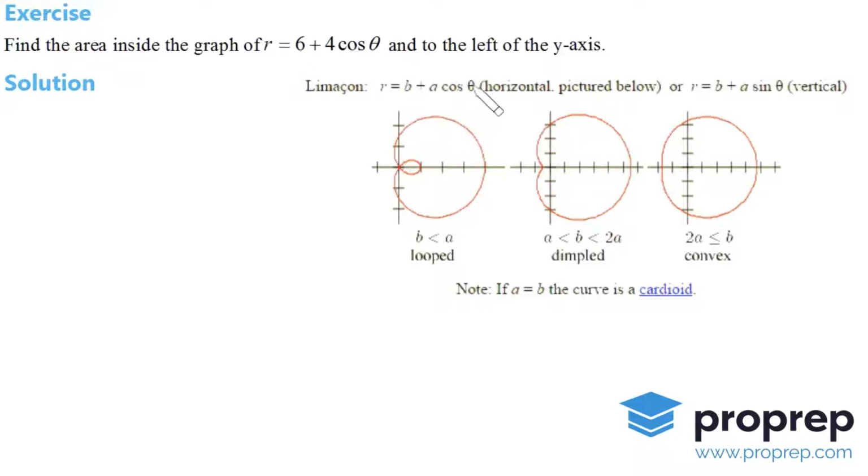If you look at the conditions on b and a, it's a limaçon, and it's the dimpled variety. But to the left of the y-axis, let me shade that. That is the bit I just shaded. And as far as theta goes, this is where theta is equal to 90 degrees, pi over 2. And then we continue with theta up to the negative y-axis, where theta is 3 pi over 2.